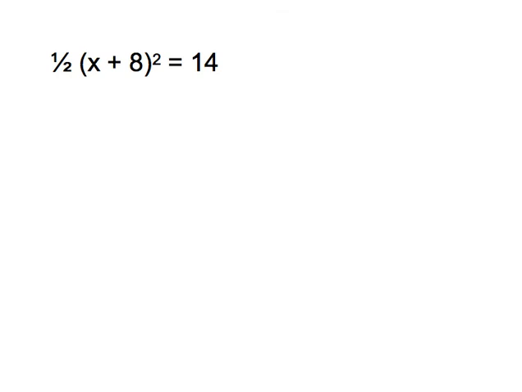This next one's a little bit different because you have a binomial squared. I'm going to try to get this by itself first. Now remember, we could divide by a half to get rid of this 1/2, or that is the same as multiplying by the reciprocal of 2. Here those would factor out. That leaves us with x plus 8 squared equals 28.